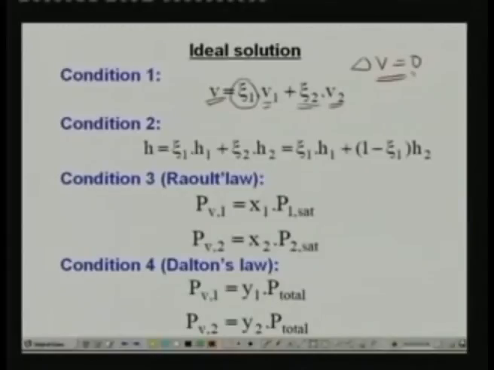Okay, so this is for condition 1, and condition 2, the specific enthalpy. Since no heat is released or absorbed, it can be very easily shown that the specific enthalpy of the solution is simply equal to the weighted average of the enthalpies of component 1 and component 2. Xi1 and xi2, as I said, are mass fractions, h1 and h2 are the specific enthalpies of components 1 and 2 at that particular temperature and pressure. Okay, so the same thing can be written in this form, because xi2 is equal to 1 minus xi1. This is the second condition.